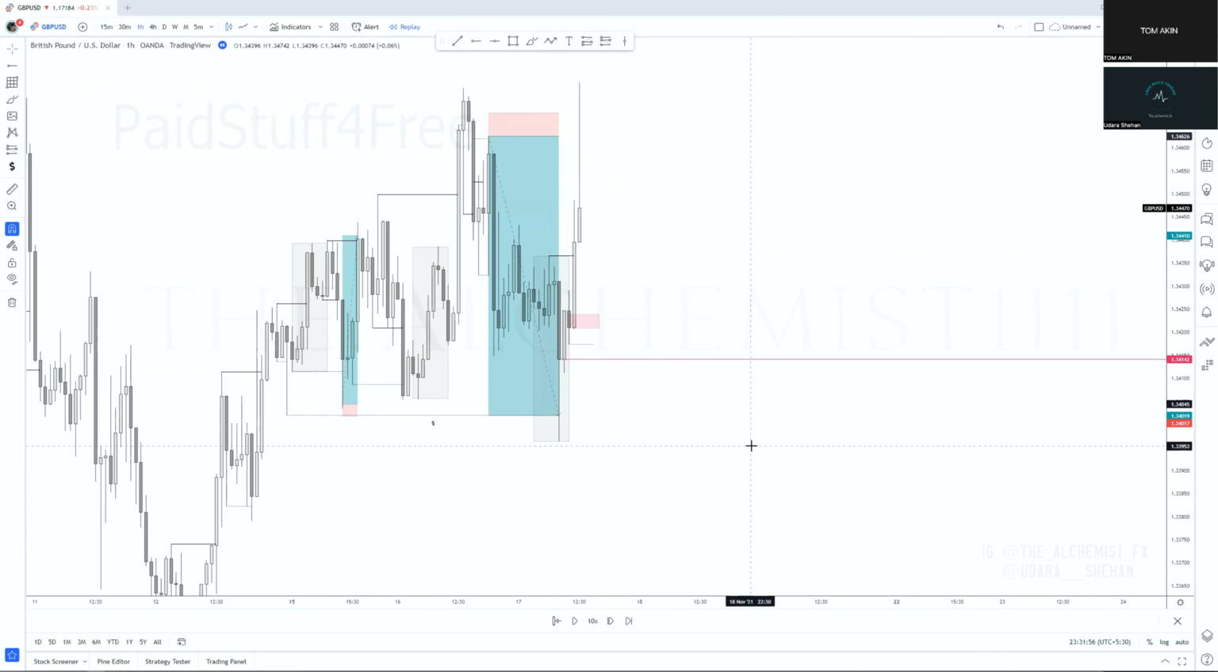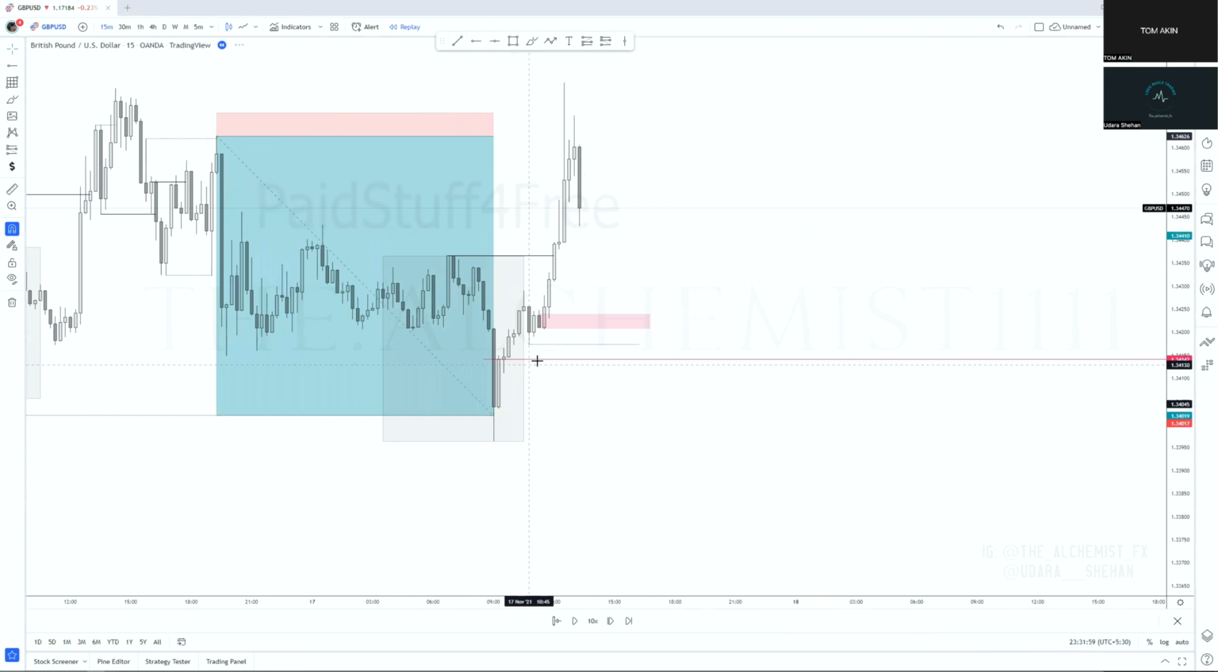Can you see that? We had another rejection block. Now, a high probability zone. Why? Because we had liquidity above it. Did these zones have any liquidity above them? No, nothing. Not high quality.